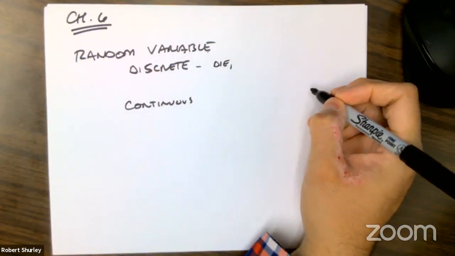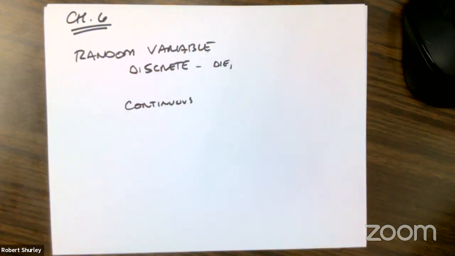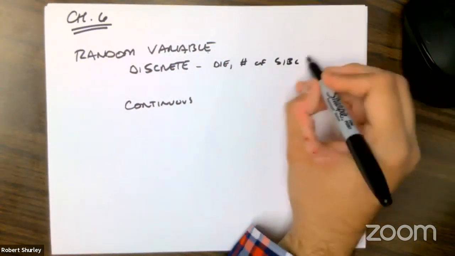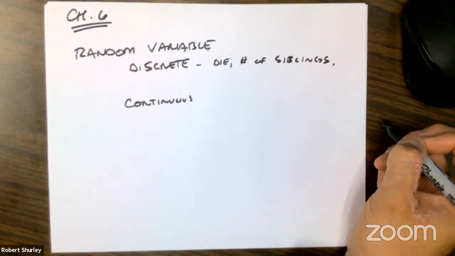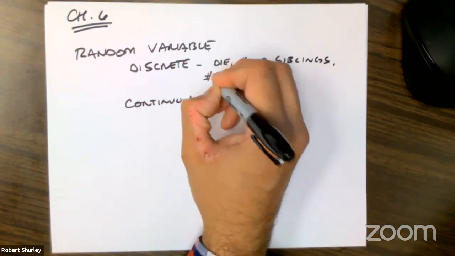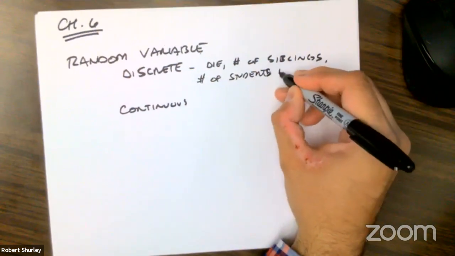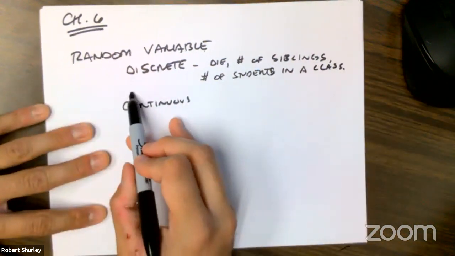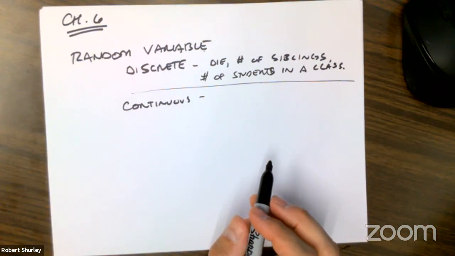But things like the outcome on a die are very discrete, right? The number of siblings, that's a discrete variable. Like the number of students in a class. These would be all discrete variables, okay? Continuous variables, though, are a little different because they can take on any value in an interval.